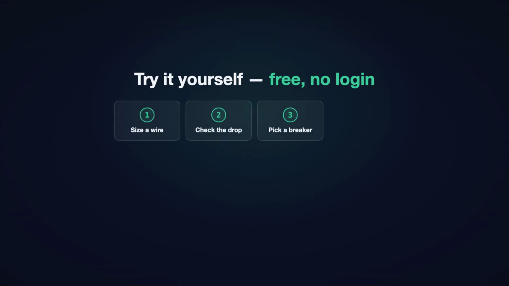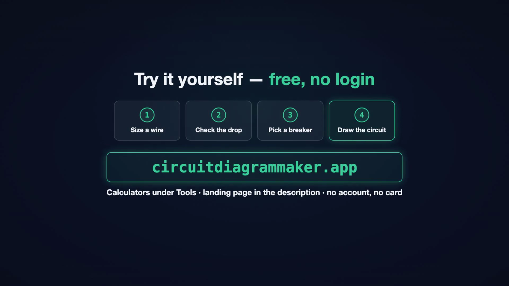So try it yourself. Size a wire, check the drop, pick a breaker, real numbers cited to the code, in about 10 seconds, no login. It's at CircuitDiagramMaker.app. The calculators are under tools, and a landing page is in the description.